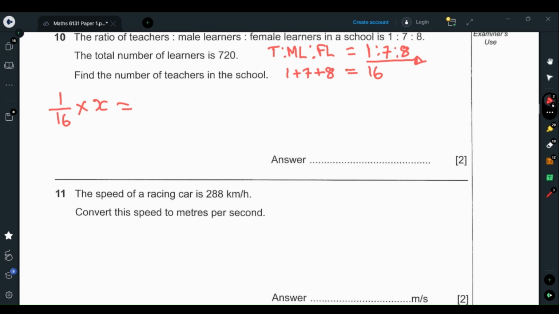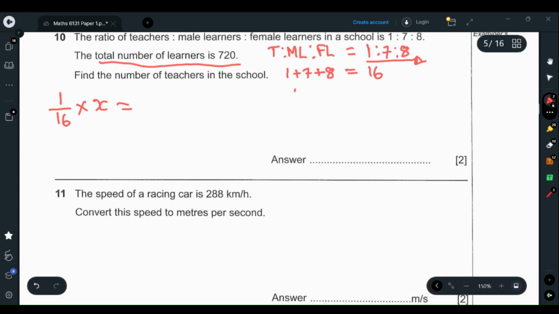From what I'm given, it says that the total number of learners is 720. What that means is the number of learners, that includes both male learners and female learners, their total number is 720. So 7 plus 8, how much is that? 8 plus 8 is 16, so minus 1, that is 15.